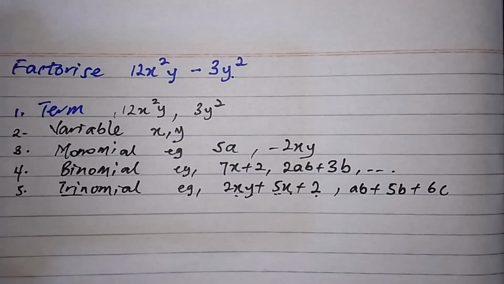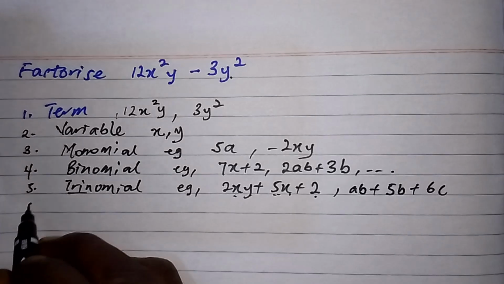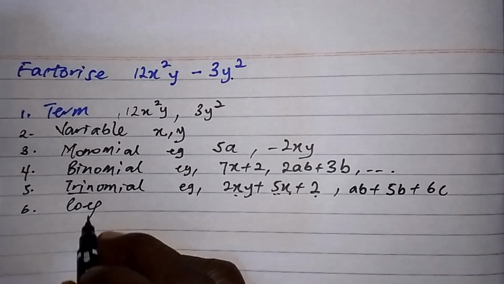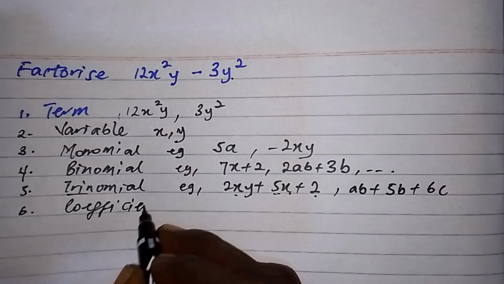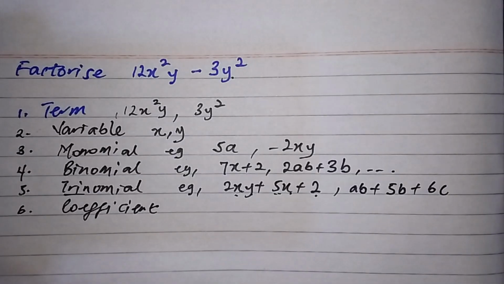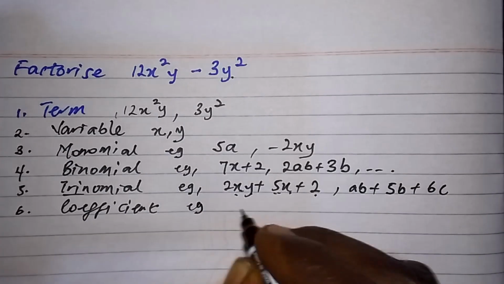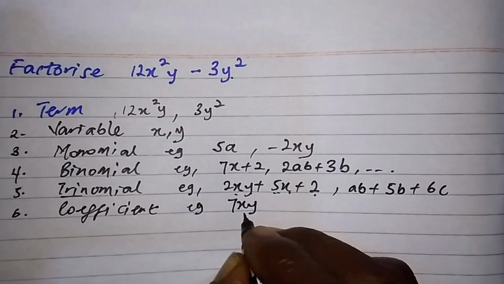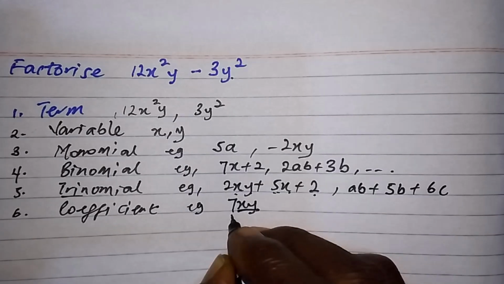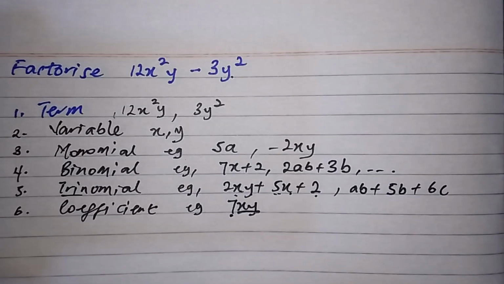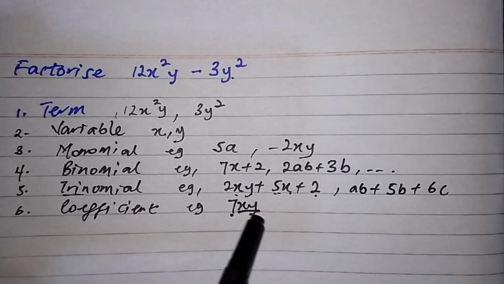The last term we want to look at is what we are calling a coefficient. Now, what is a coefficient? That is a number attached to a variable in an expression. It is usually in front of a variable. So, if I write 7xy, we say the coefficient of xy is 7. Now remember, the number should be written before the variable.